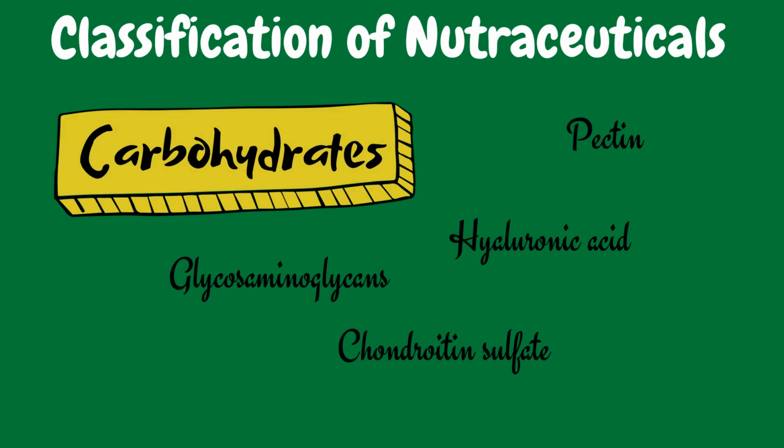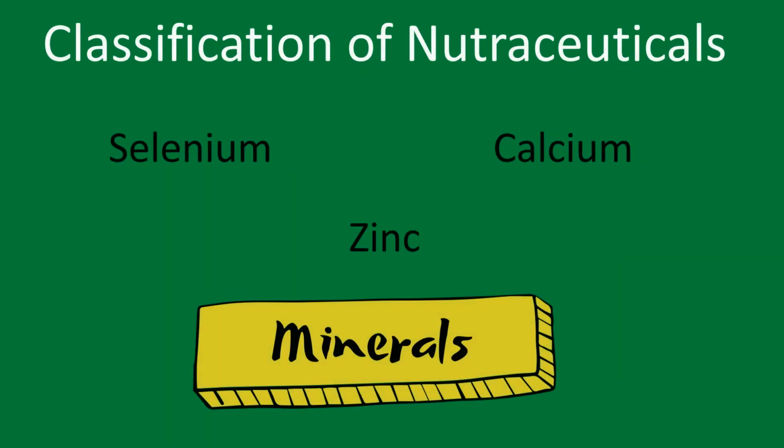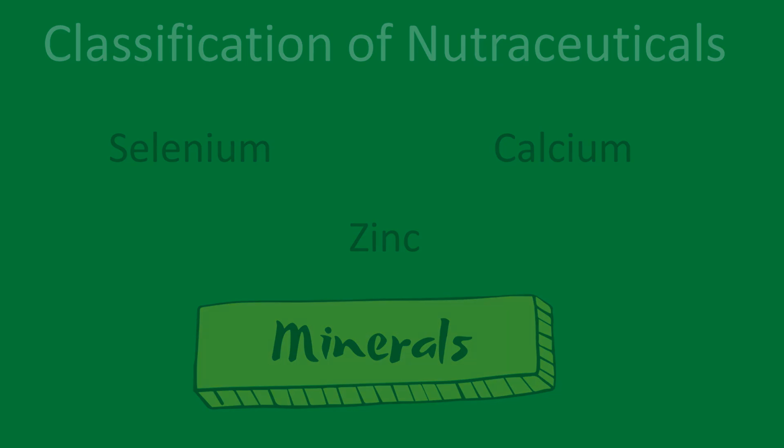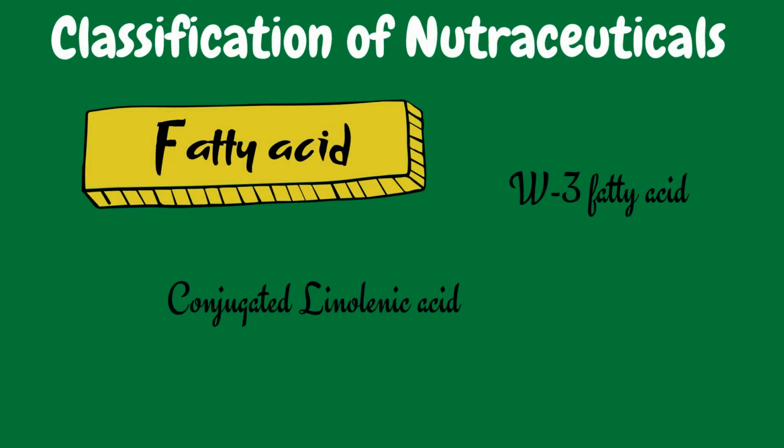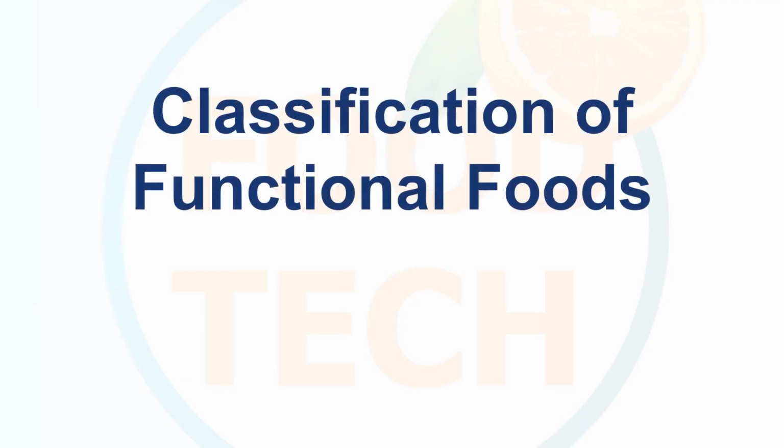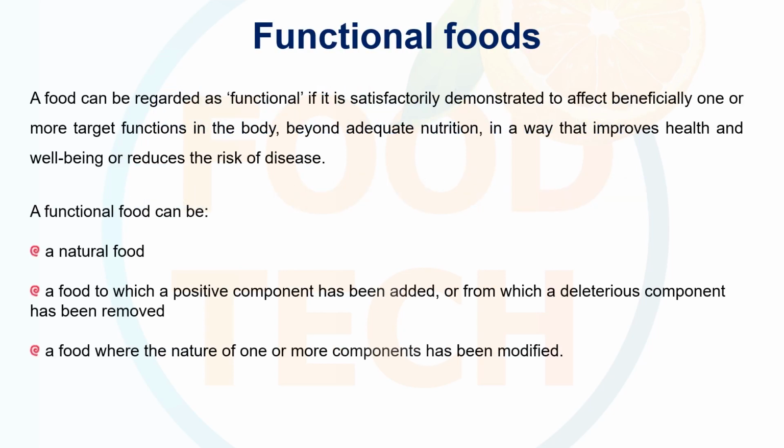Carbohydrate, pectin is one example of that. Then for minerals, you have lots of examples. You can see the fatty acids, omega-3 fatty acid or conjugated linoleic acid, and then classification of functional foods. Let us move towards classification of functional foods.